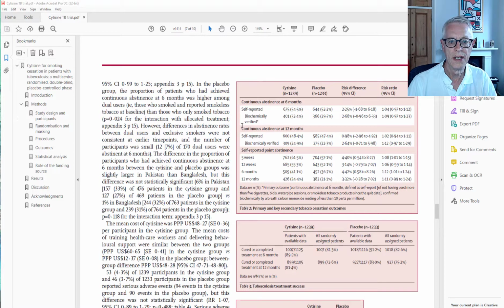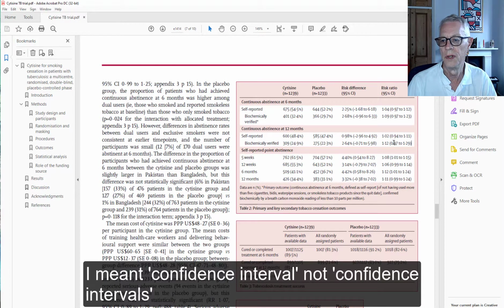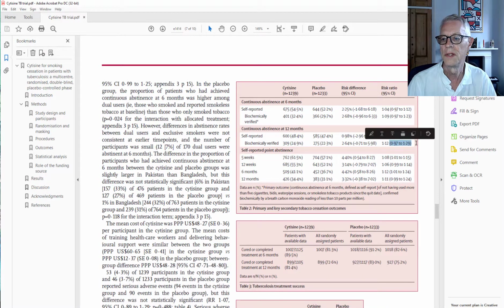If we look at the main results table here, then in fact you can see that probably the most important outcome would be continuous abstinence at 12 months, that's the longest follow-up period, biochemically verified, that's this one here. And you can see that their risk ratio was 1.12, and the confidence intervals were 0.97 to 1.29. So because the 95% confidence intervals span 1, which would be no effect, they concluded no effect.